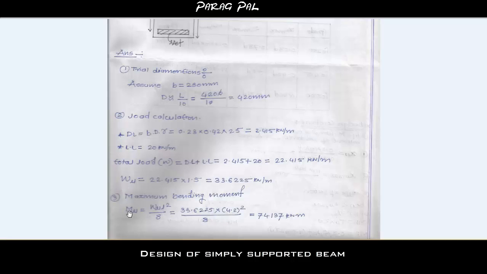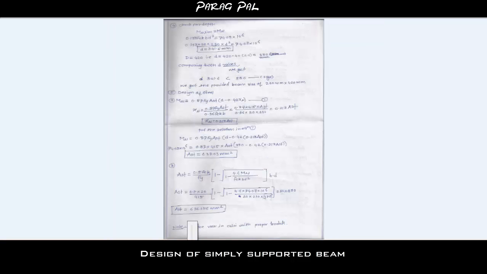Next, after the load calculation, you have to determine the maximum bending moment. Mu equals wu L square by 8. By this formula we get the maximum bending moment as 74.137.